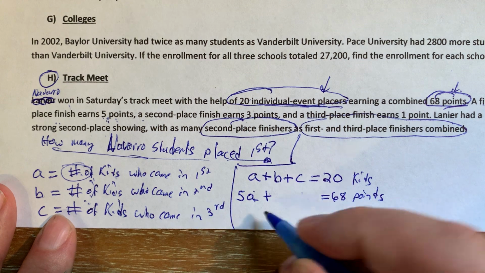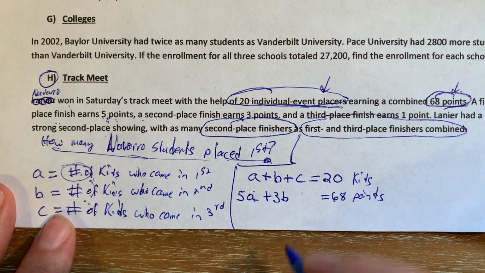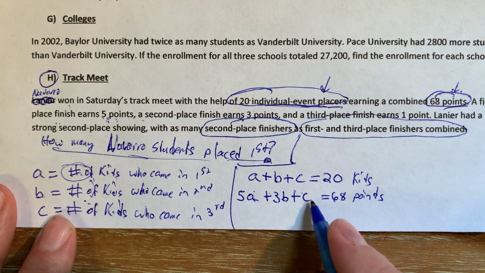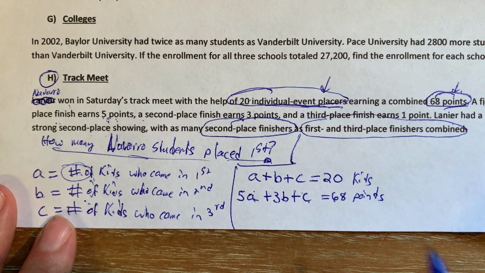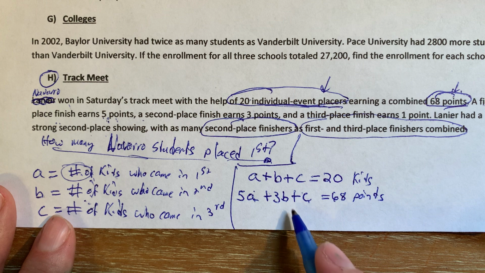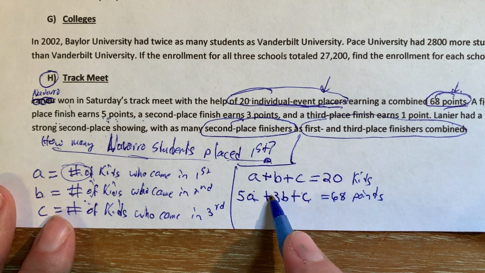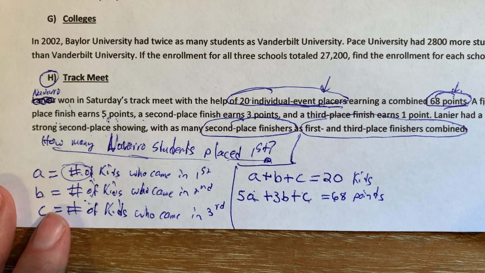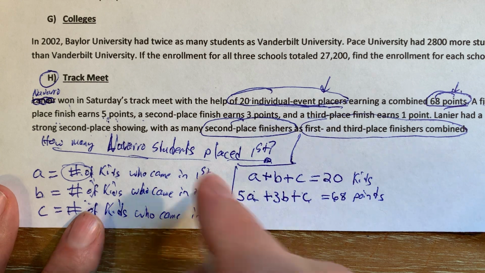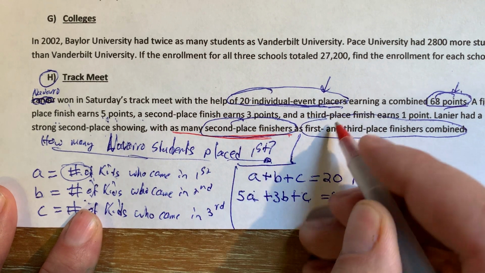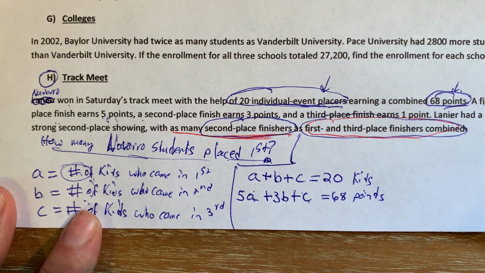Plus 3 times the number of kids who came in second, plus however many kids came in third, that's how many points they'll earn because each kid got 1 point. So is this enough equations? No, this is 2 equations for 3 variables. The last thing says there were as many second place finishers as first and third combined.